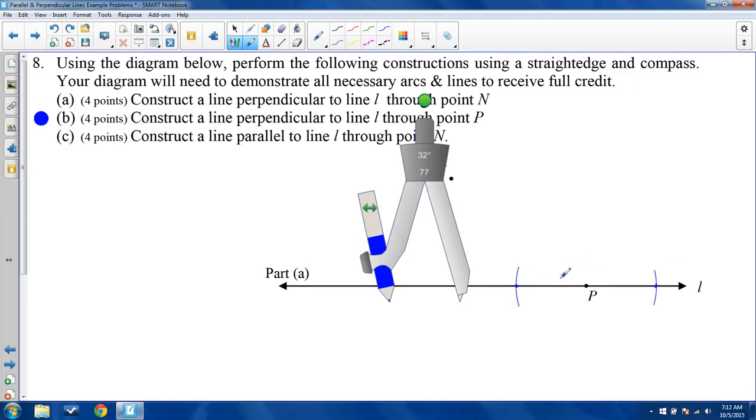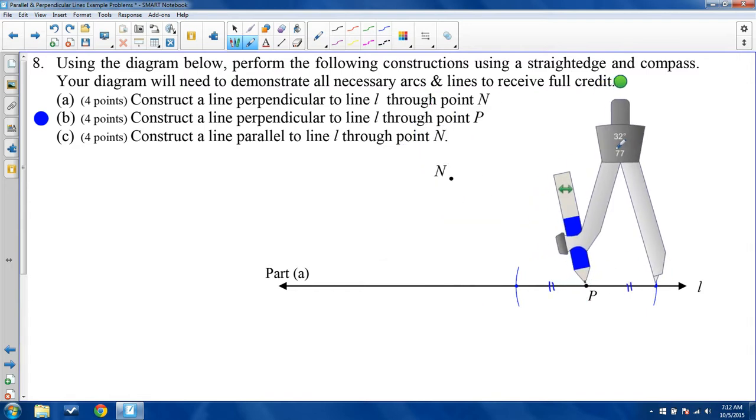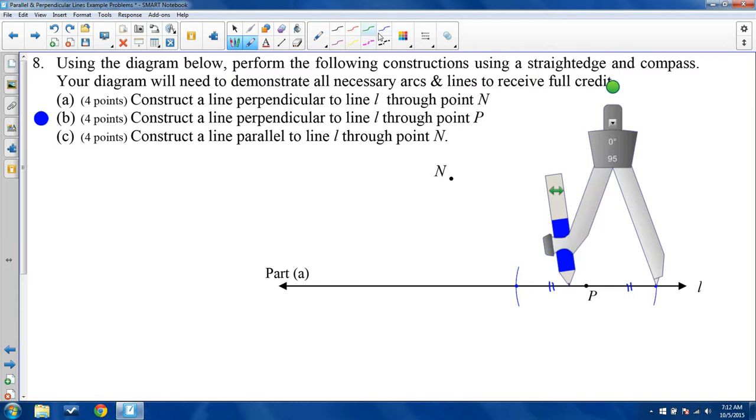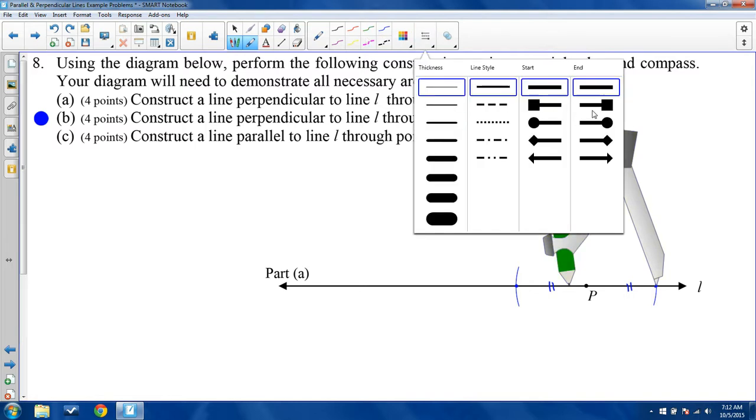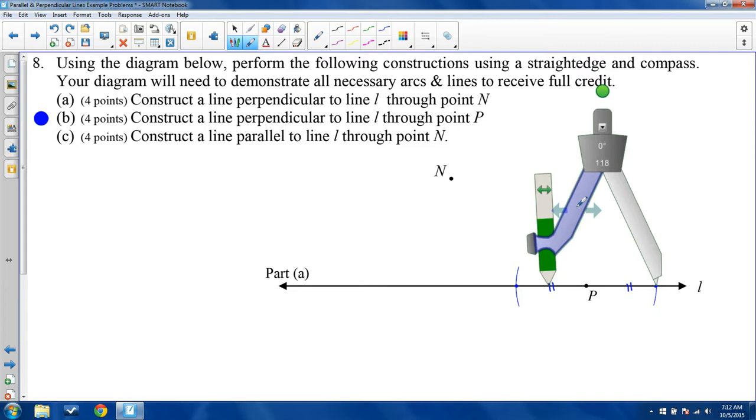And if I make the perpendicular bisector of this segment, because it bisects this segment right here, and because P is the midpoint of the segment, it'll go through point P automatically. So in order to do that, I'm going to do like I did last time. I'm going to place my pivot on one of the endpoints. This time I have to create an arc that goes all the way up and down, but I'm going to create an arc.